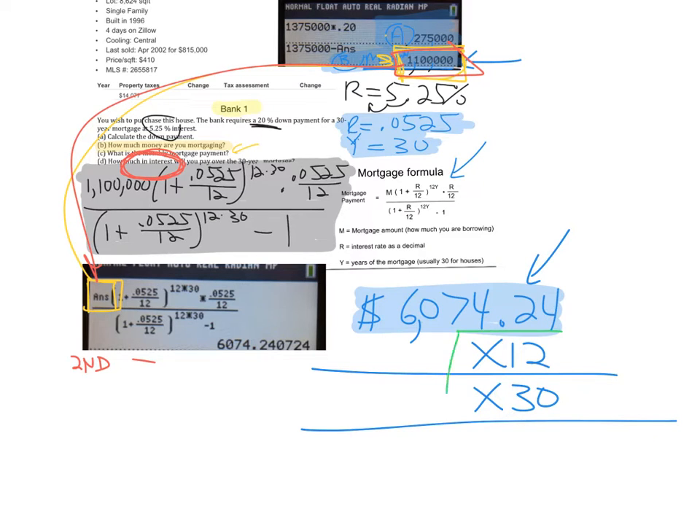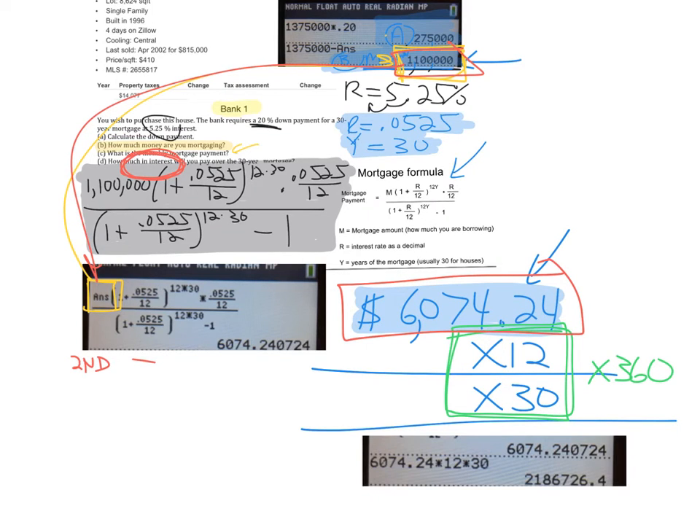You could also say, well, over the 30 years, you make 360 mortgage payments. Every month for 30 years, 12 times 30 is 360. So you can take your monthly payment, $6,074.24, and multiply it by 12 and then 30, or multiply it by 360.